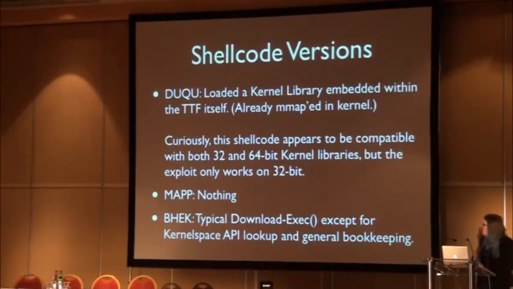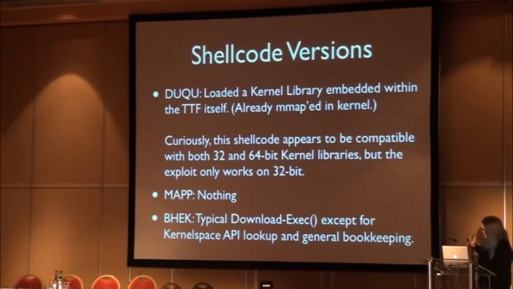And then the shellcodes that were with them. There was the Dooku one. It basically loaded the device driver from within the font itself. It's conveniently mapped into the kernel by the time the shellcode runs. The funny thing about the shellcode, which is a particular type I've never actually seen anywhere else before, was that it was written to work on both 32-bit and 64-bit kernels. You could drop it on either system and it would execute correctly. It was really, really well written, and I have no idea who wrote it because I've never seen it in most other exploits that I've looked at.